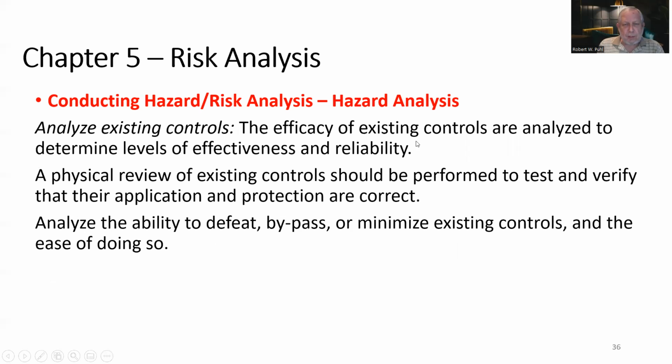Analyzing existing controls. The efficacy of existing controls is analyzed to determine levels of effectiveness and reliability. A physical review of existing controls should be performed to test and verify that their application and protection are correct. A physical review. And I want to tell you, go out and look at them, of course, but work or try them. For instance, e-stops.